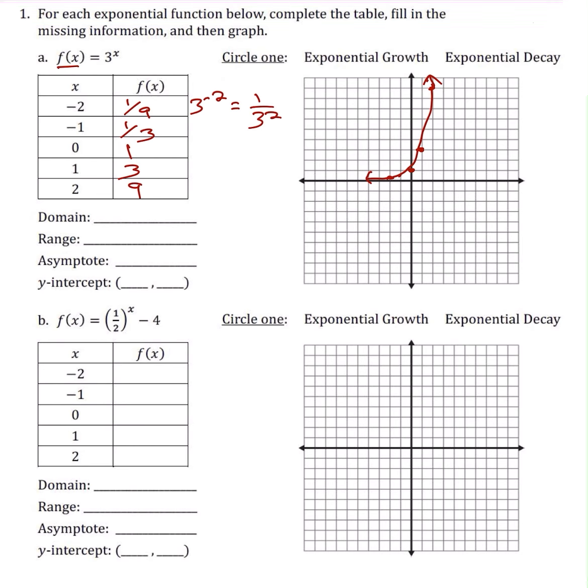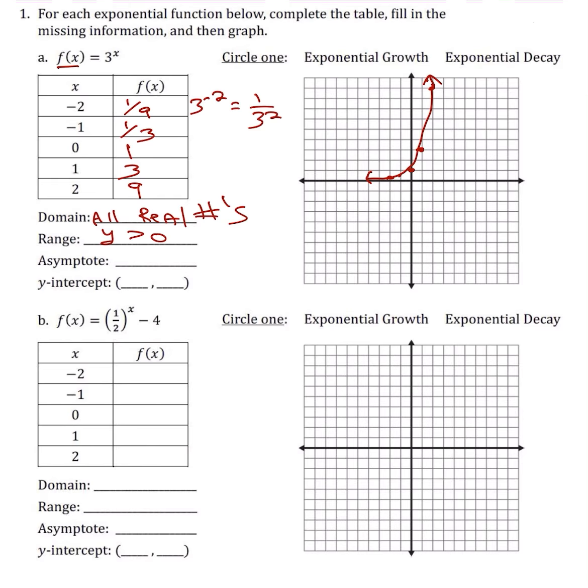Okay, so now our domain. So our domain is all the possible x values. And in this case, our domain is going to be all real numbers, because x can take on any value at all. So all real numbers is our domain. Our range is going to be that y can be greater than 0. y will never get to 0. We'll never get a y value of 0 or a negative y. So y is just greater than 0.